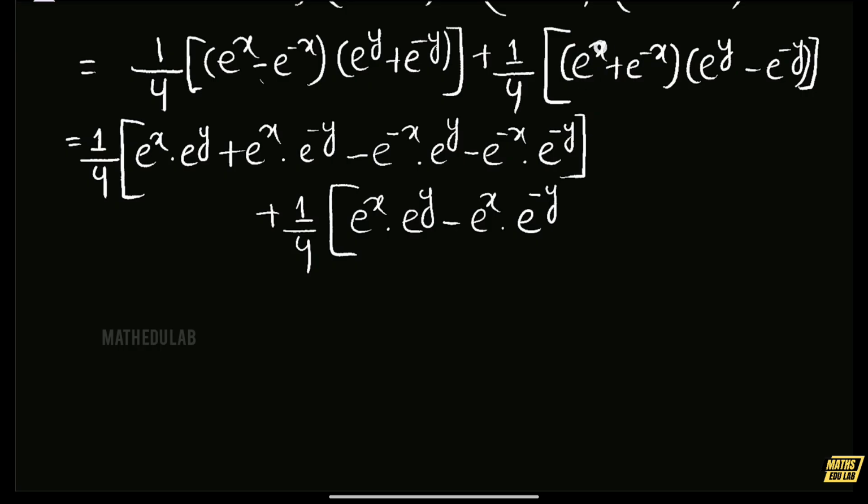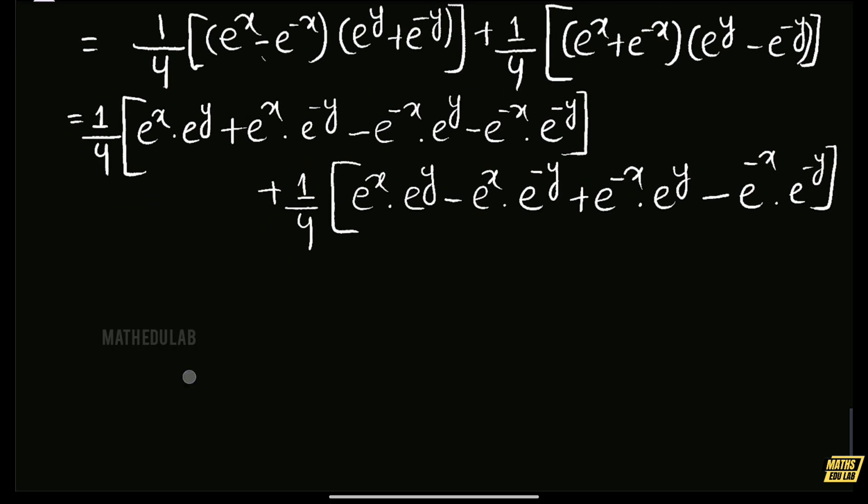So here we have multiplied e to the power of x with e to the power of y and e to the power of x with e to the power of minus y. Then we go for the next one, plus e to the power of minus x into e to the power of y, then minus e to the power of minus x into e to the power of minus y. So this is what we got after multiplying each term.